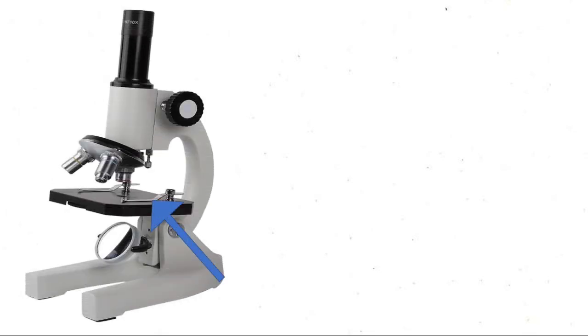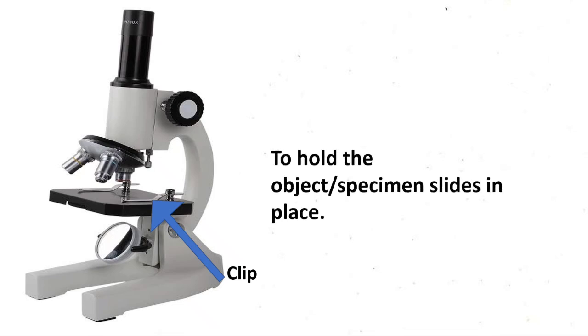Then the next one is the clip. Can you see the clip there? The function of this clip is to hold the specimen slides in place. I told you that there is a slide that you mount your specimen on, so this will help you hold it in place. That's the function of the clip.